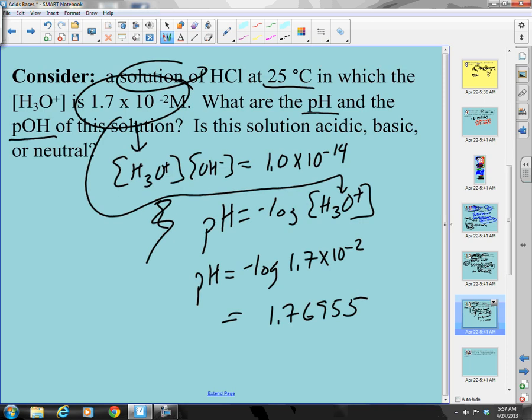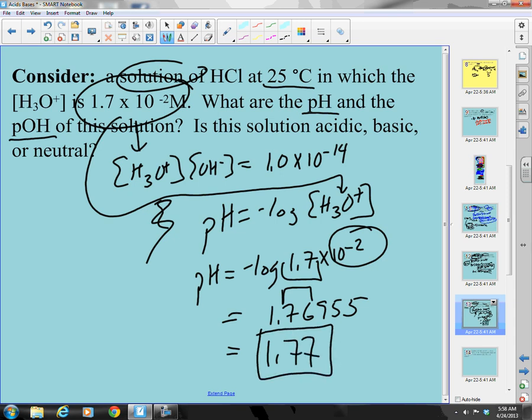How many sig figs did I have in my concentration? Well, I have 1.7 times 10 to the minus 2. The exponent does not matter with sig figs. Here are my sig figs. How many sig figs do I have? 2. So what does that mean? I have to have 2 decimals, and so I have a 1.77 answer, right?